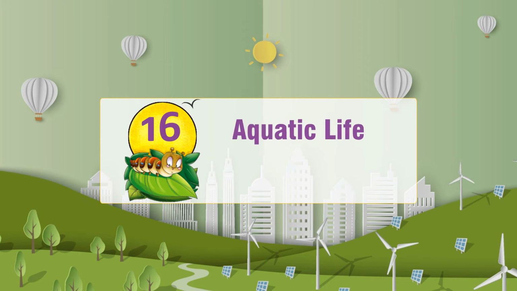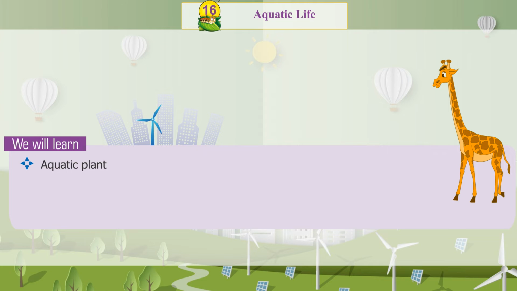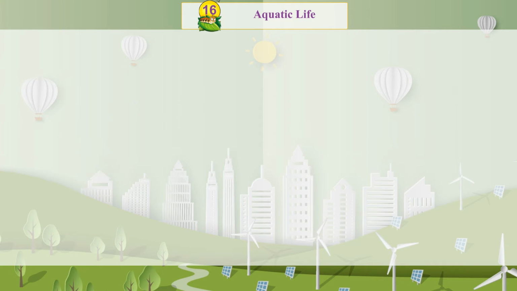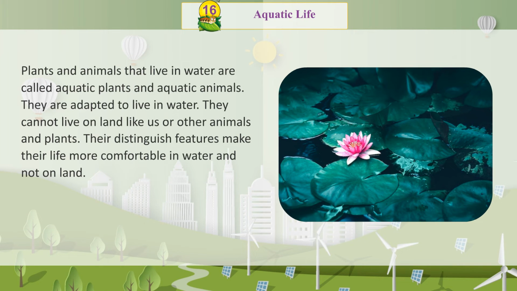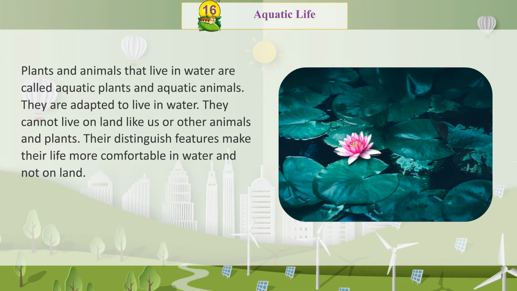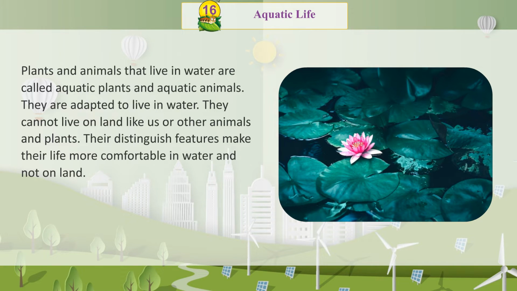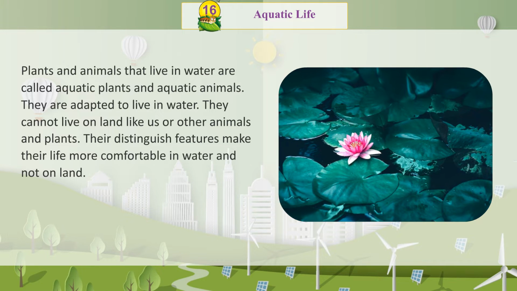Chapter 16: Aquatic Life. We will learn about aquatic plants, weeds, adaptation in animals, and mosquito and malaria. Plants and animals that live in water are called aquatic plants and aquatic animals. They are adapted to live in water. They cannot live on land like us or other animals and plants. Their distinguished features make their life more comfortable in water and not on land.